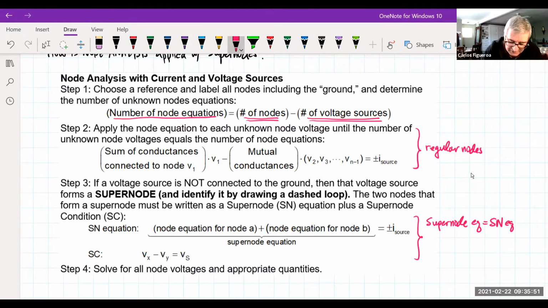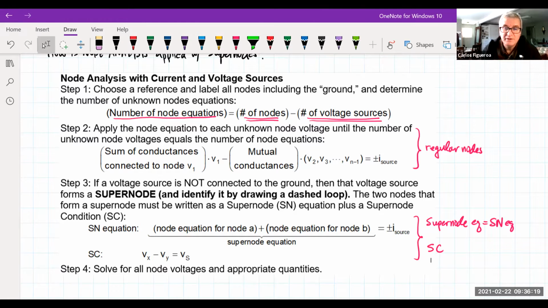And then there must be a supercondition. So every time you have a voltage source not connected to the ground, then I can't write two separate node equations. I have to write a supernode equation. And with each supernode equation, there's a supercondition.